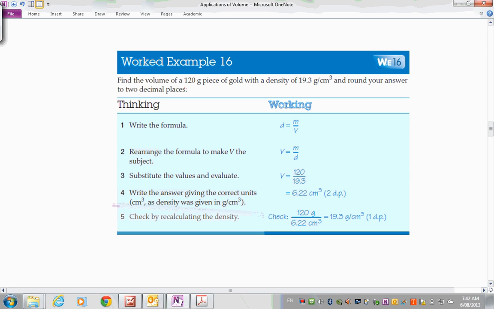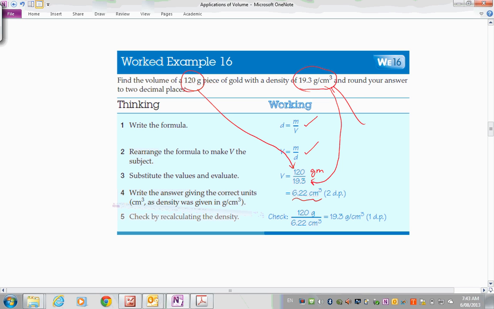Find the volume this time of a 120 gram piece of gold with density 9.3 grams per centimetre cubed. How big is that? What would its volume be? Start off with the formula. Density is mass over volume. Rearrange it. Volume is mass over density. Let's have a look. We have a mass here of 120 in grams, and here a density of 9.3 grams per centimetre cubed. We divide by that, and the answer will of course be the volume in centimetre cubes.